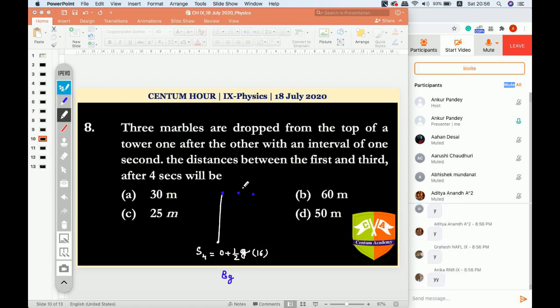Why will I even count the second one? Because I am focusing on the third one. Third one for 4 seconds will only travel for 2 seconds. Yes or no?